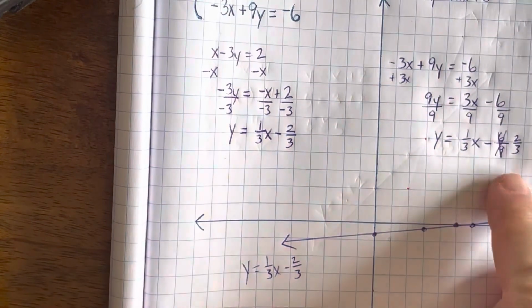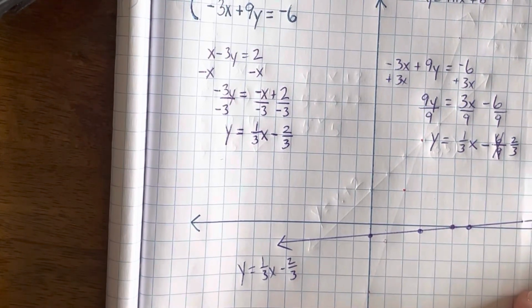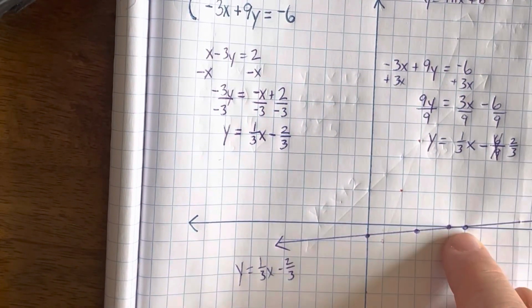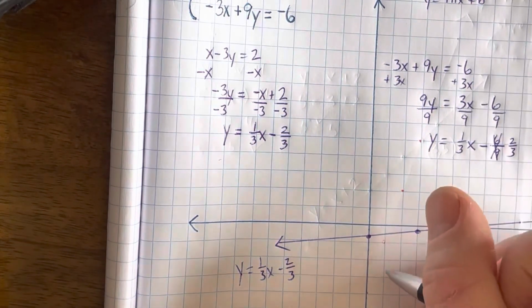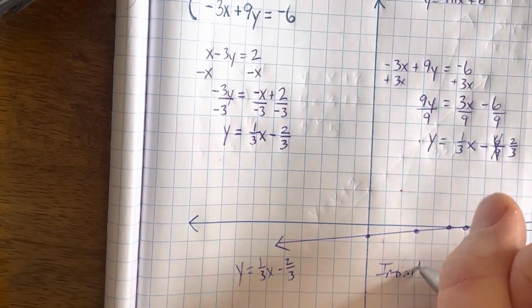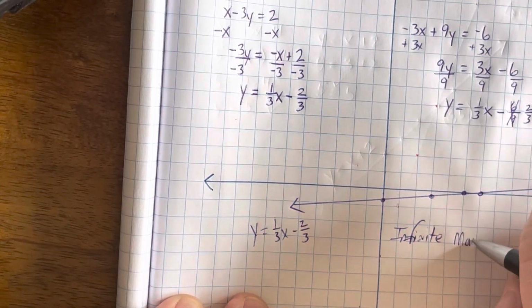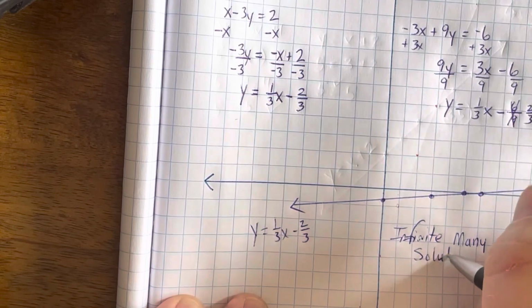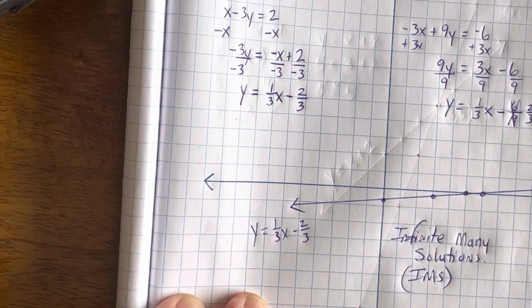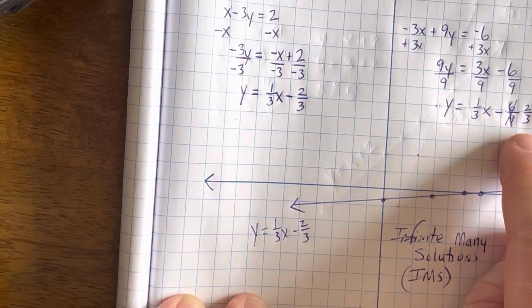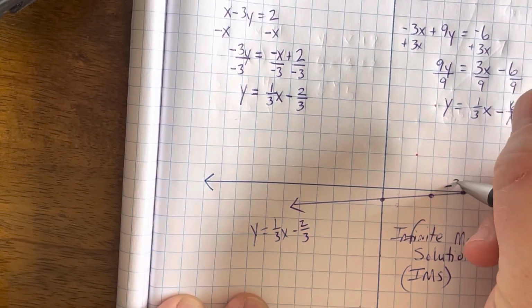Well, guess what? We have the same exact equation. What do you know? So what that means is when you graph this, you're graphing it right on top. So this is going to have what we call infinite many solutions. I just call it IMS. Infinite many solutions, because basically this is going to go right on top of that one.